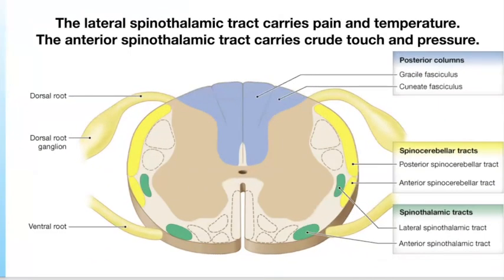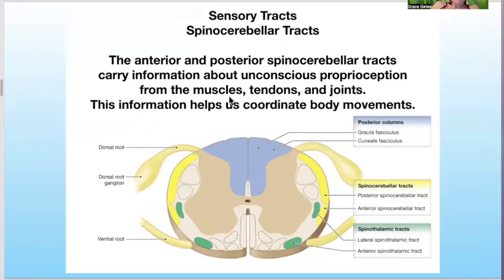The lateral spinothalamic tract carries pain and temperature. The anterior spinothalamic tract carries crude touch and pressure. Spinocerebellar tracts. The anterior and posterior spinocerebellar tracts carry information about unconscious proprioception from the muscles, tendons, and joints.